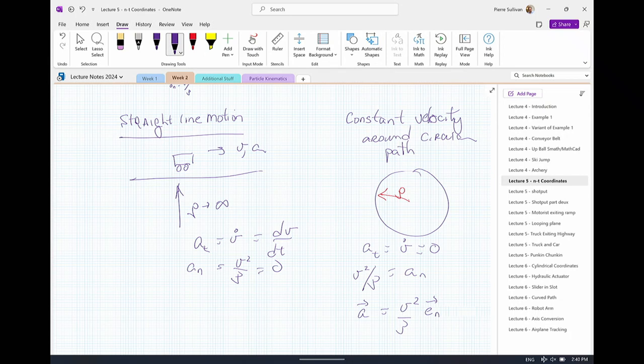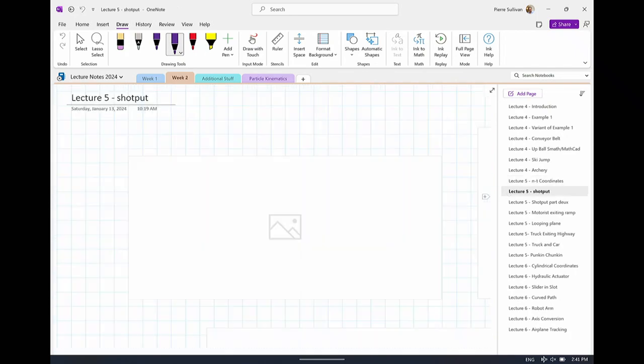My acceleration is just going to be v squared over rho in the normal direction. My acceleration over here equals v dot in the tangential direction. Both of those, again, very specific cases. You'll see forms of this. I think I do a looping plane, other things like that, which sort of follow from that.